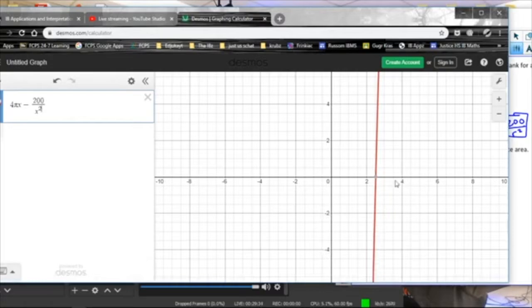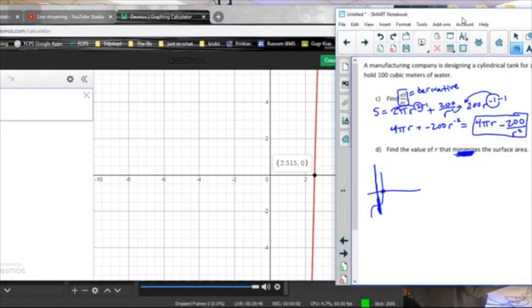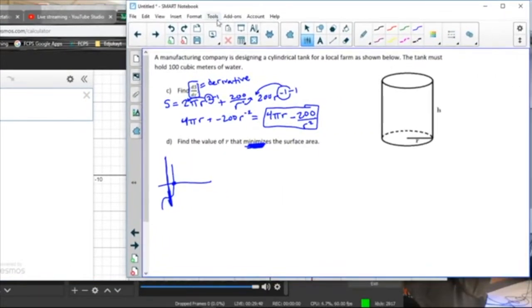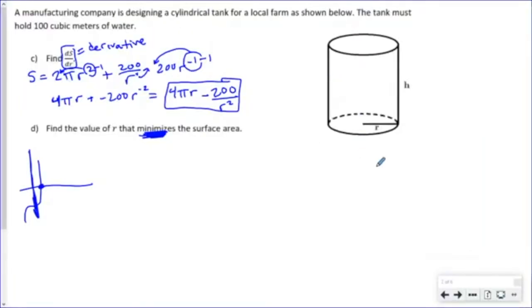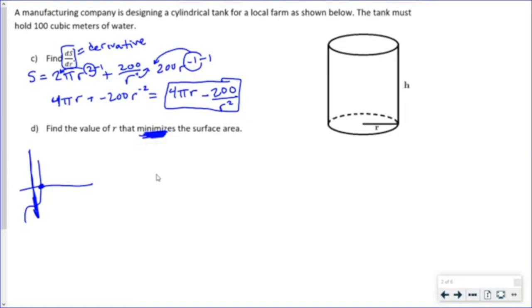And you see right there, I already see where it crosses the x-axis. That's my answer. That's the x value right there, 2.515, that minimizes the surface area. So that would be your answer for this, 2.515. So my value of r, my value of x, would be 2.515. R equals 2.515.